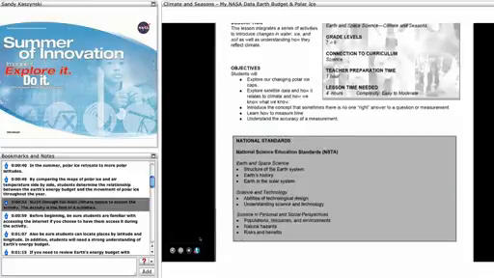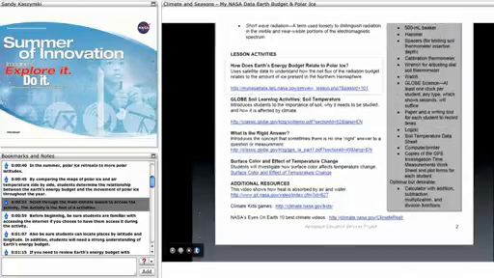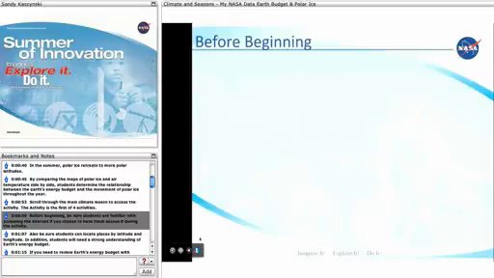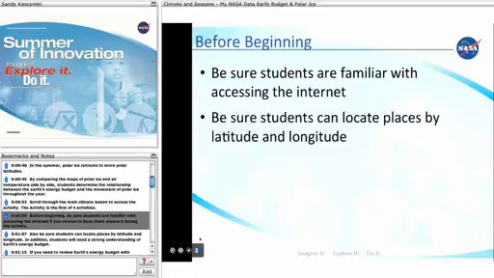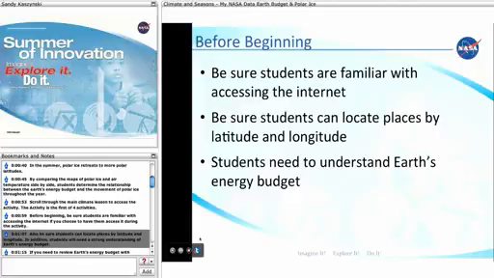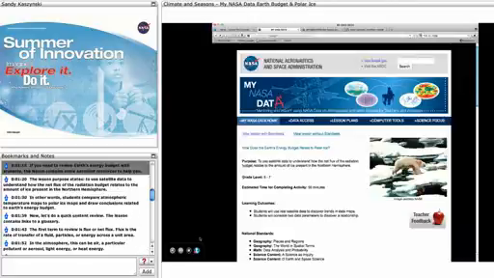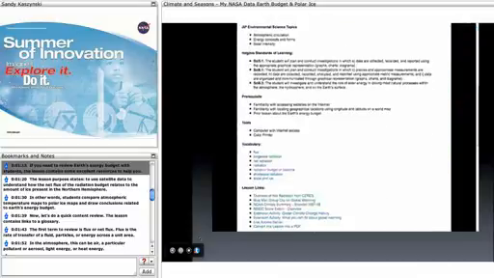Scroll through the main climate lesson to access the activity. The activity is the first of 4 activities. Before beginning, be sure students are familiar with accessing the internet if you choose to have them access it during the activity. Also be sure students can locate places by latitude and longitude. In addition, students will need a strong understanding of Earth's energy budget. If you need to review Earth's energy budget with students, the lesson contains some excellent resources to help you.